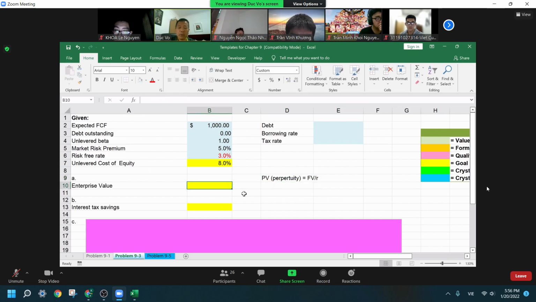So enterprise value is the present value of everything you receive in the future. Every year you receive 1,000, it goes forever. Discount rate is 8%. So that is why my enterprise value is the free cash flow per year going forever, divided by the unlevered cost of equity. Why unlevered? Because at the moment you borrow nothing. So the enterprise value is just the ratio between the future value and the discount rate, or the cost of equity, because there is no debt at the moment.